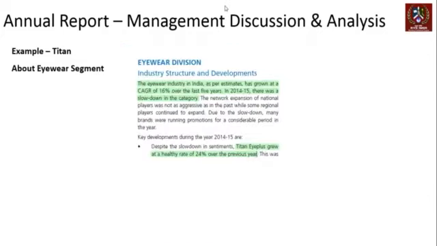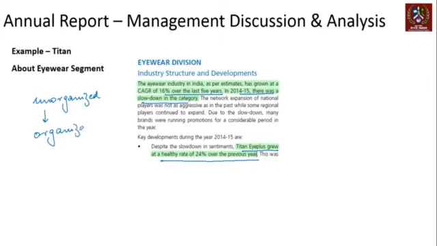Then they also talk a little bit about the eyewear segment, where they say that the eyewear industry in India has grown at a CAGR of 16% over the last 5 years. In the last year, however, there was a slowdown. Then Titan Eye Plus grew at a healthy rate of 24% over the previous year. There are other parameters as well, but Titan seems to be capturing market share. This is also a fairly unorganized segment in India, which means there are a lot of local players in each of the cities. Titan is trying to become the major organized retailer in the eyewear segment as well, right? So that's Titan's endeavor.